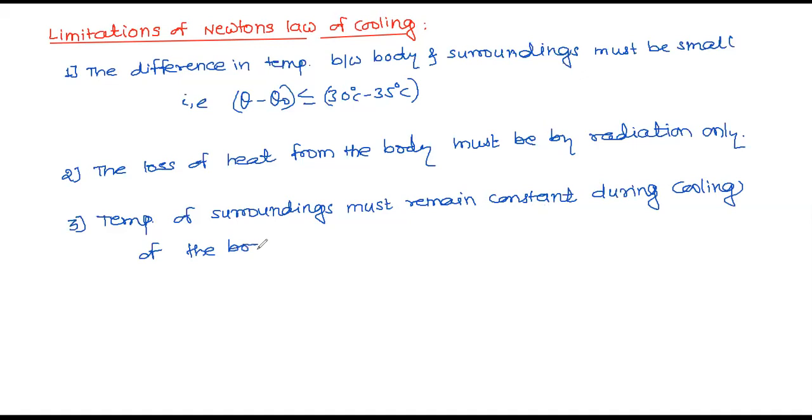So when a body is cooling, your surrounding temperature should be constant. Otherwise, if you keep a body for cooling and the surrounding temperature, the room temperature, is fluctuating, then it is not possible. So note down these limitations fast.